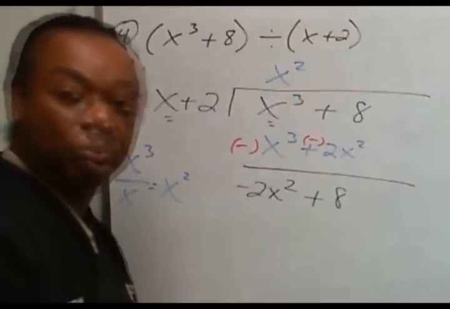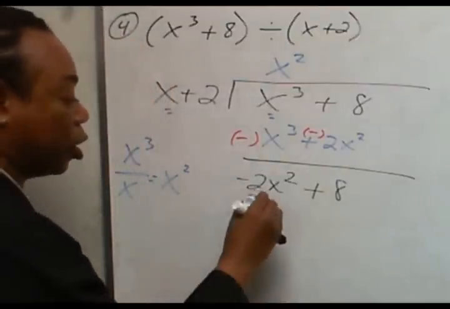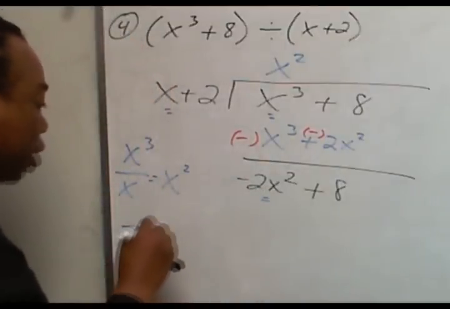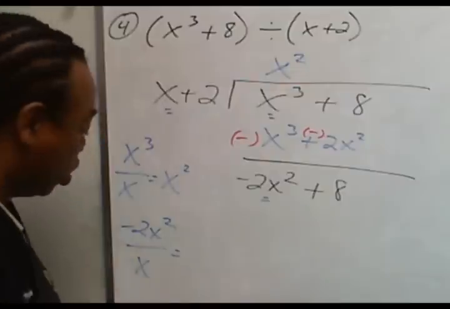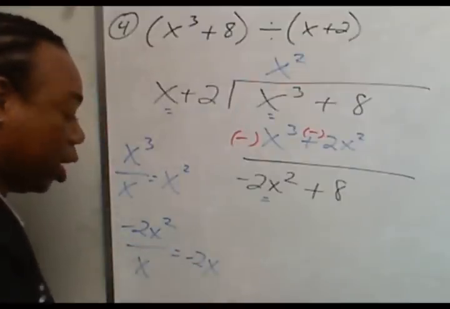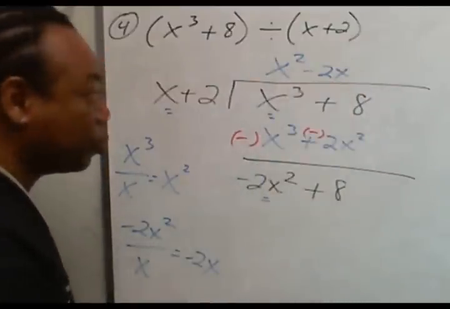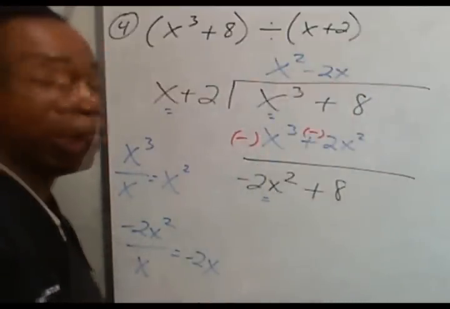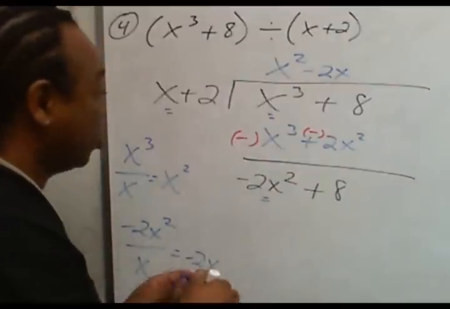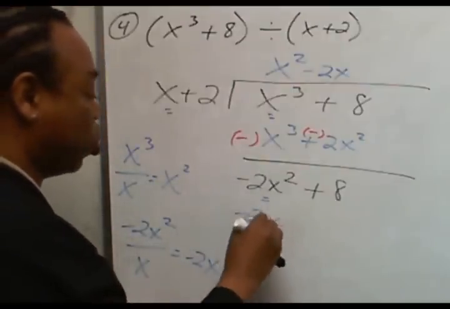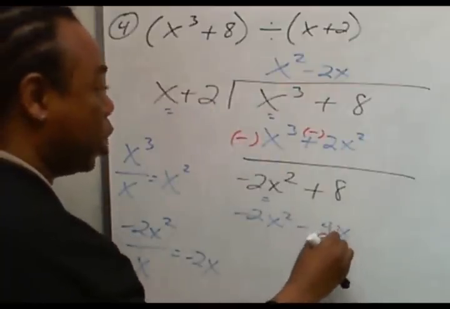That's the 4 steps. Again, we repeat the 4 steps. Step 1. Take our leading terms, which are negative 2x squared and x, and divide them. Simplify. And here we get negative 2x. So this is our next term, negative 2x. Then we take our negative 2x and multiply it times the divisor. So negative 2x times x gives us negative 2x squared. And negative 2x times 2 gives us negative 4x.